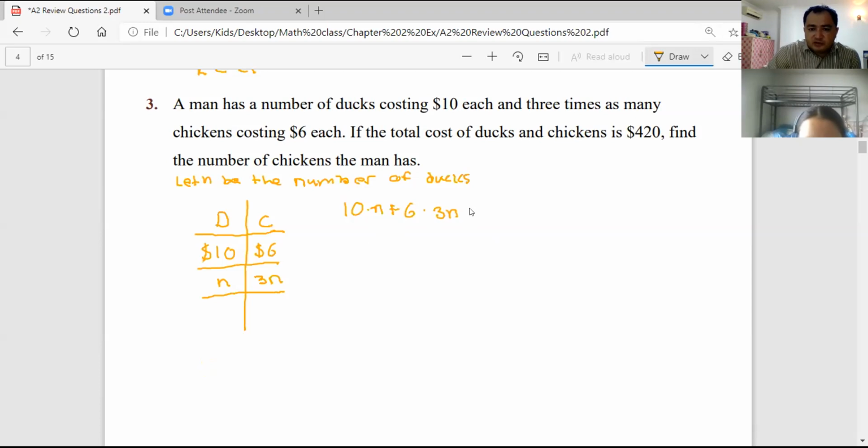First, Shahina, write the equation on the right-hand side. It says that if the total cost of the ducks and chickens is 420, right? First write your equation, then solve it. That is our equation. 10n plus 18n equals 420. Very good. 10n plus 18n, that is 28n equals 420. n equals 420 over 28.